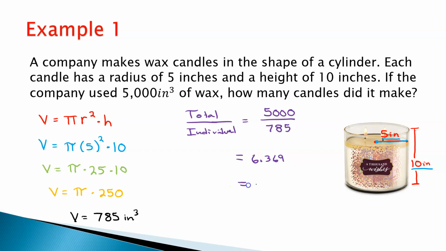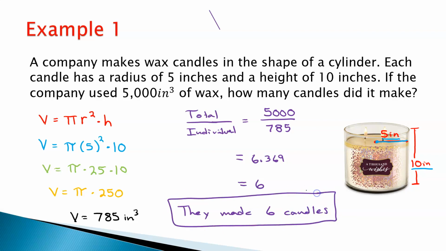We can only make 6. We actually have to round down. So how many candles did they make? They made 6 candles. All right, so again, that is our final answer. So be careful with these types of questions, guys. Can you make a 0.36 of a candle?